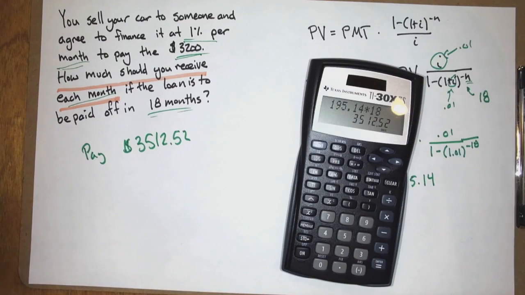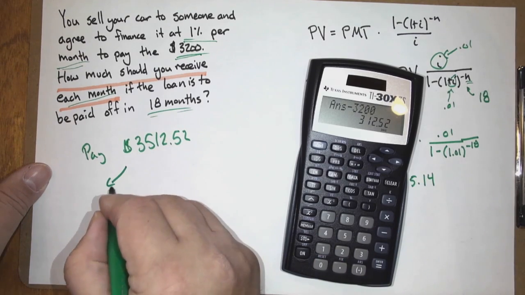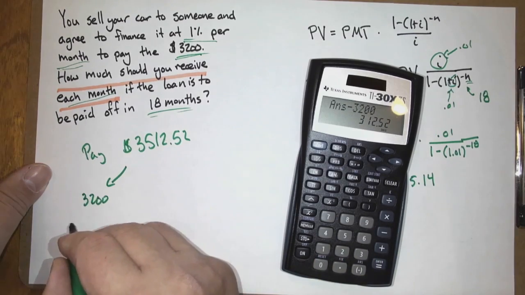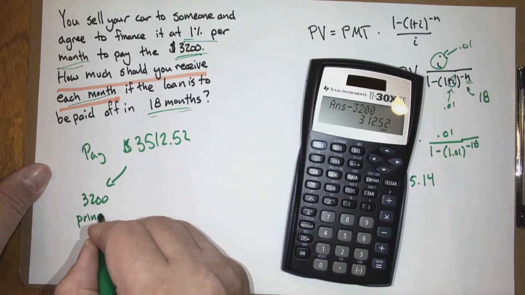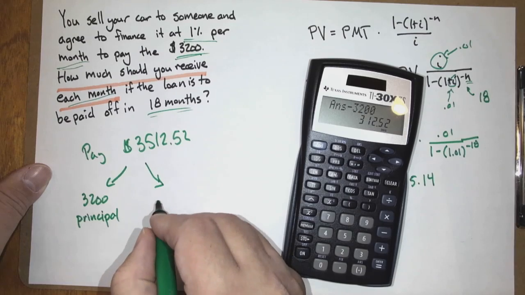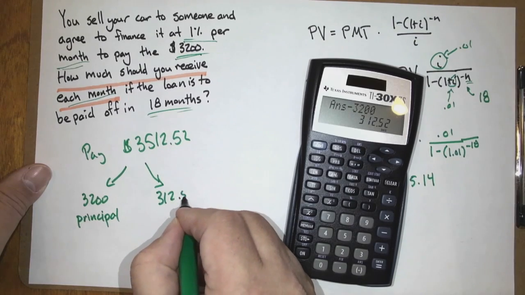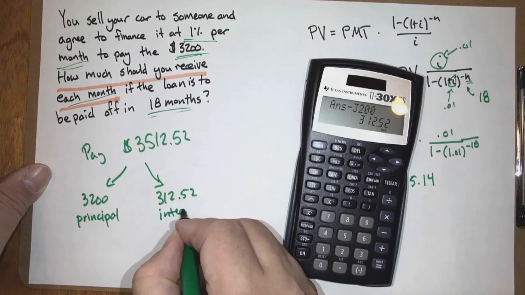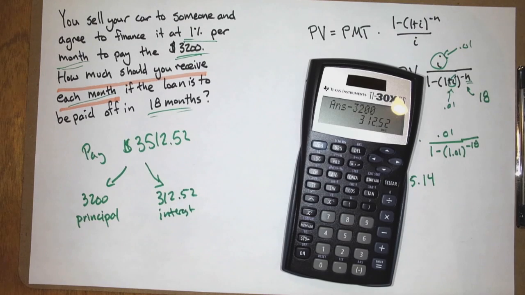By the way, how much of the money that we pay back is going towards interest? Is there a way for us to figure that out? Yeah, so if you subtract 3,200, you see that there's 3,200 going to the principal, and $312.52 is going to interest. And now you just ask yourself, does that seem like a reasonable amount of interest to pay?